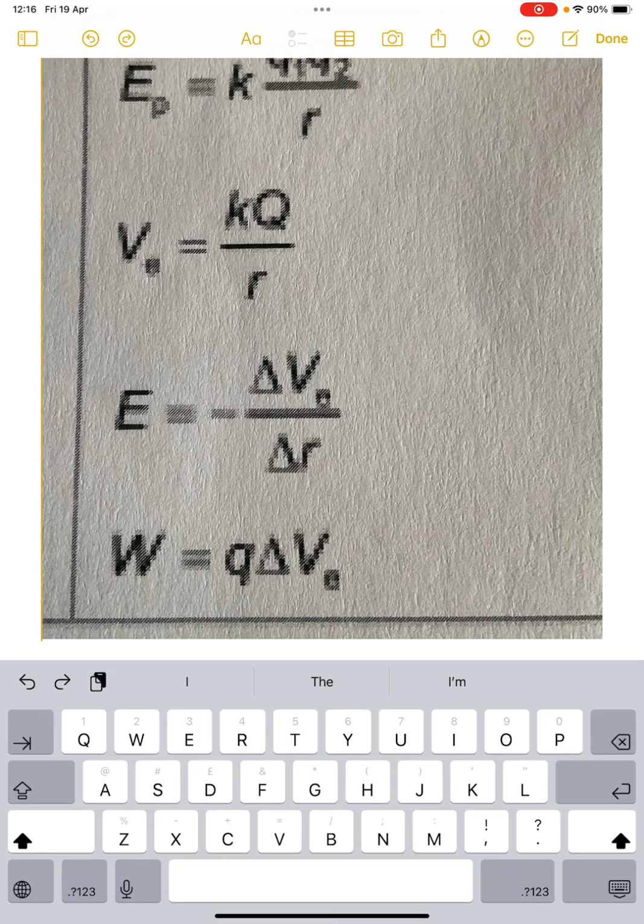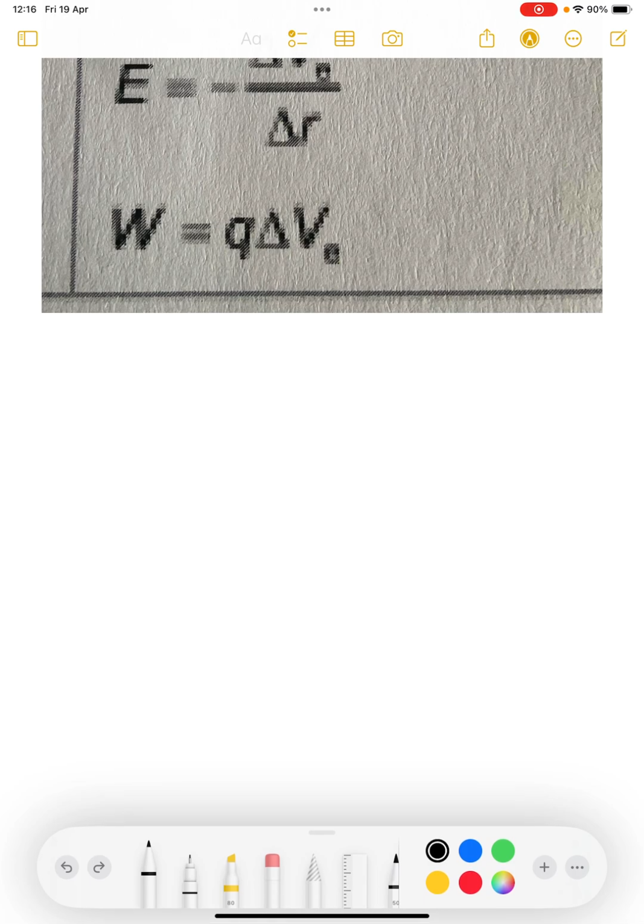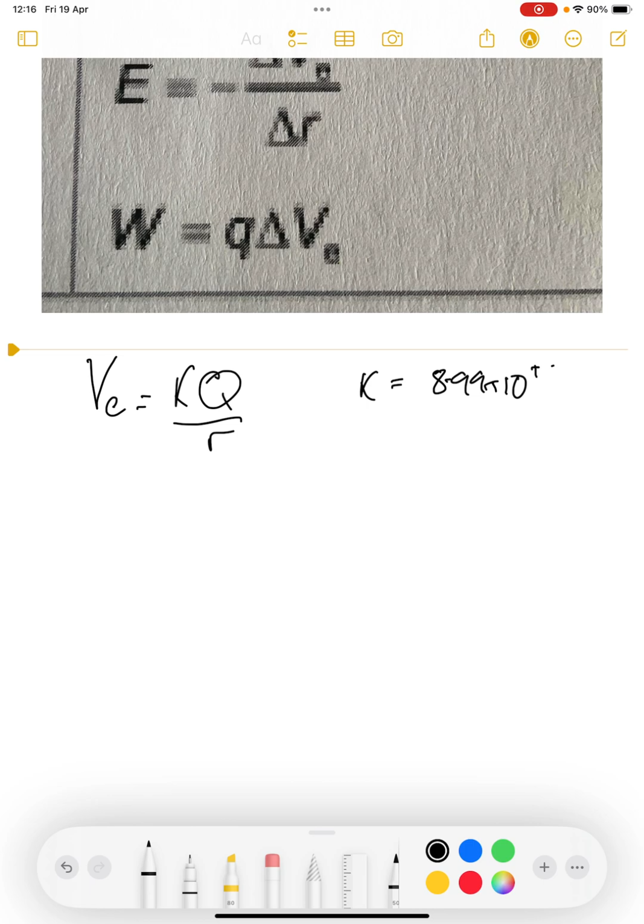Electric potential. It's basically V_E equals kQ over r. So I'm going to write it again here. My k, and I'm just writing this for good order, is 8.99 times 10 to the plus 9. My big Q in this case is going to be minus 0.48 nanocoulombs.